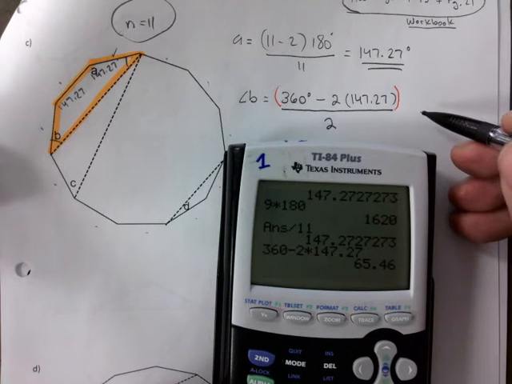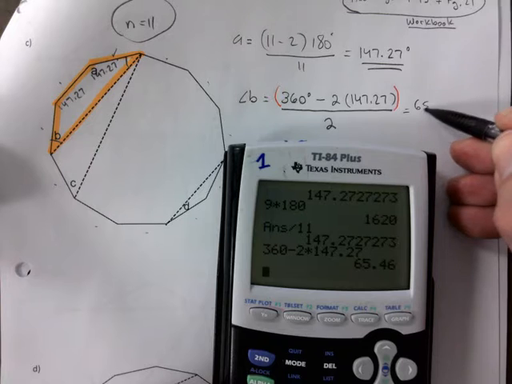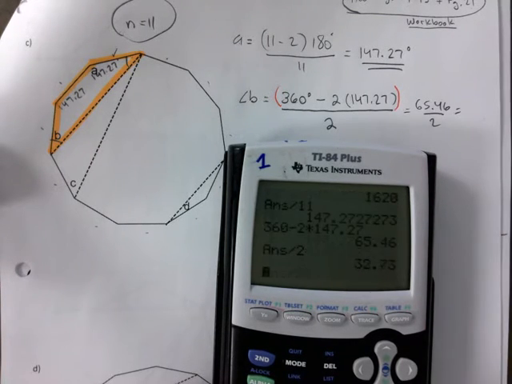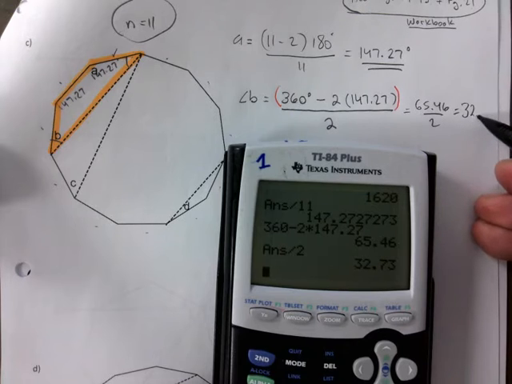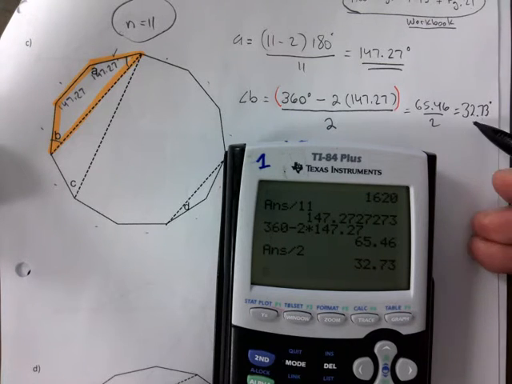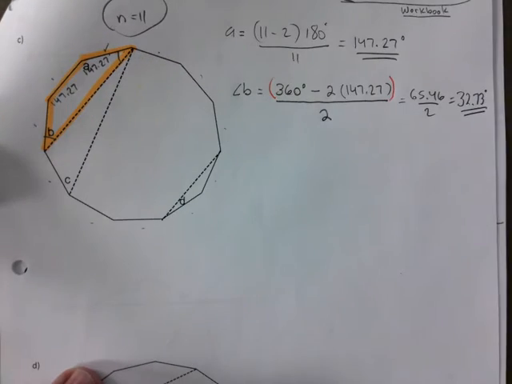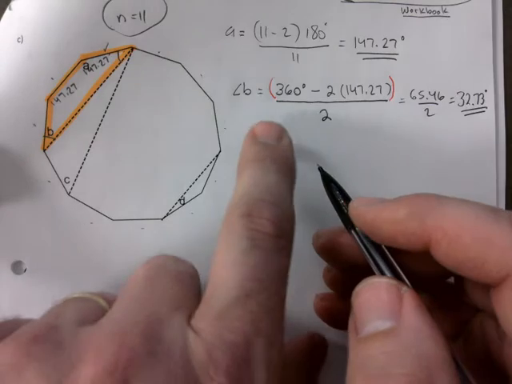That's 65.46. And you divide that by 2, that's 32.73. Is that what it says on your paper, that B is 32.73? That's the final answer. Okay, thank you. So I'm done with that.